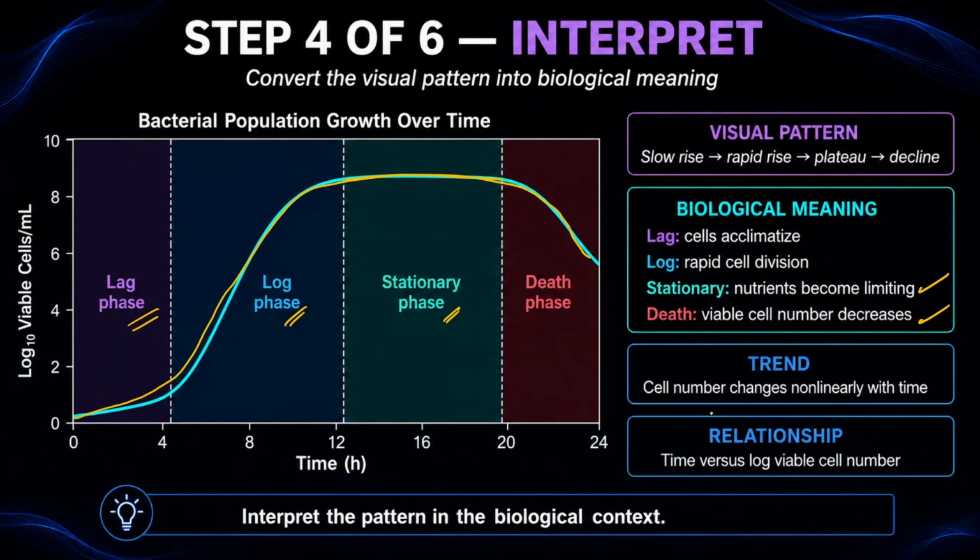The overall trend tells us that the bacterial population does not increase at a constant rate. It changes continuously with time. The relationship shown here is between time and the log of viable cell number. Always remember, don't stop at describing the graph. Your goal is to explain the biological process behind the pattern. That is true graph interpretation.